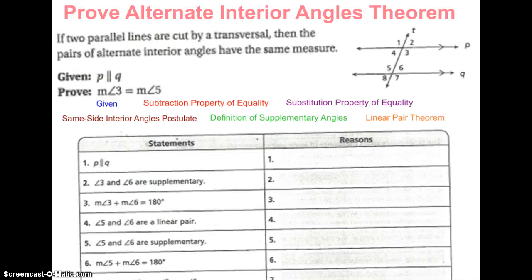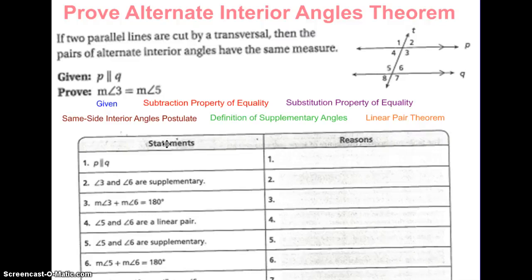Alright, so this time we're going to prove the alternate interior angle theorem. Notice here I have a whole bunch of different properties and equalities and postulates and theorems. We are going to drag and drop these into the correct place.